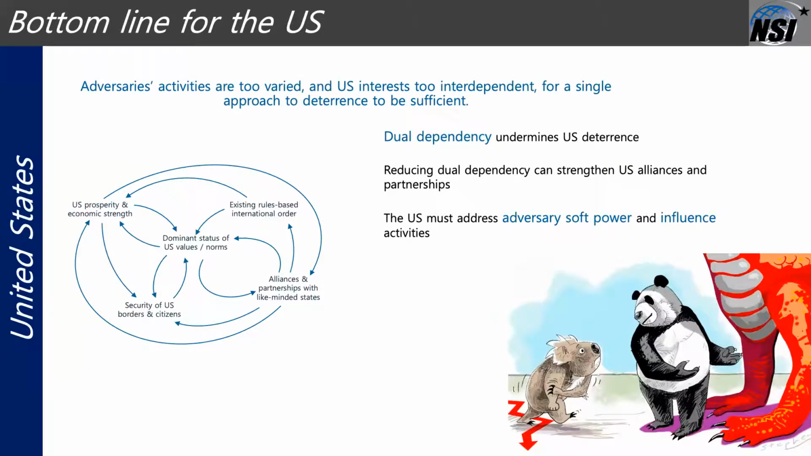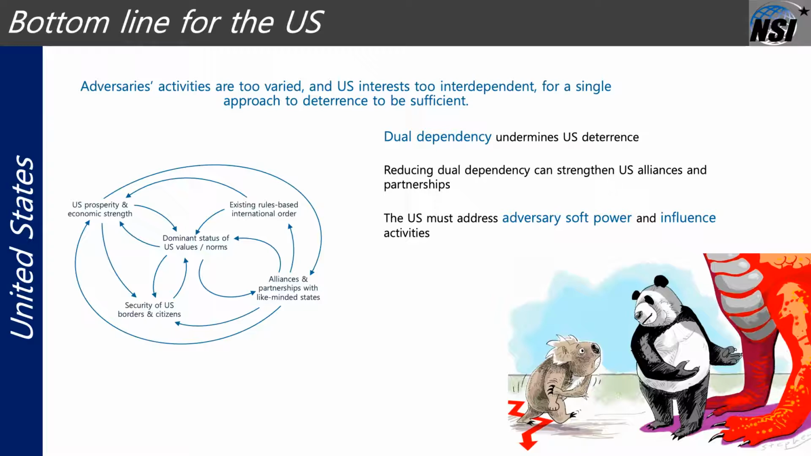Drawing on speeches, analysis, and official documents such as the NSS, we created a causal loop diagram of US interests, just as we did earlier for US adversaries. A national security focus on the protection of US borders and citizens, and an economic focus on prosperity and strength are both either directly or indirectly supported for the US by alliances and partnerships with like-minded states who support the existing rules-based international order. Combined, these 4 interests both support and are supported by the dominant status of US values and norms internationally.